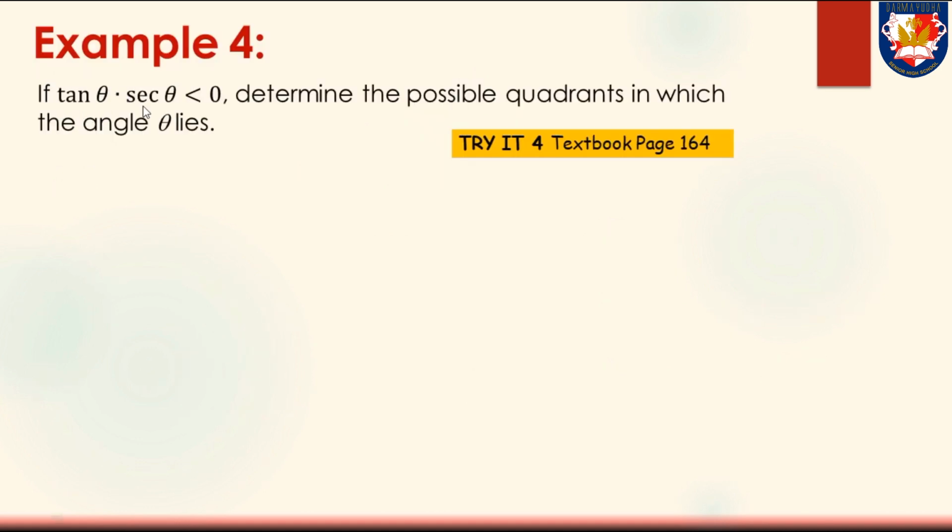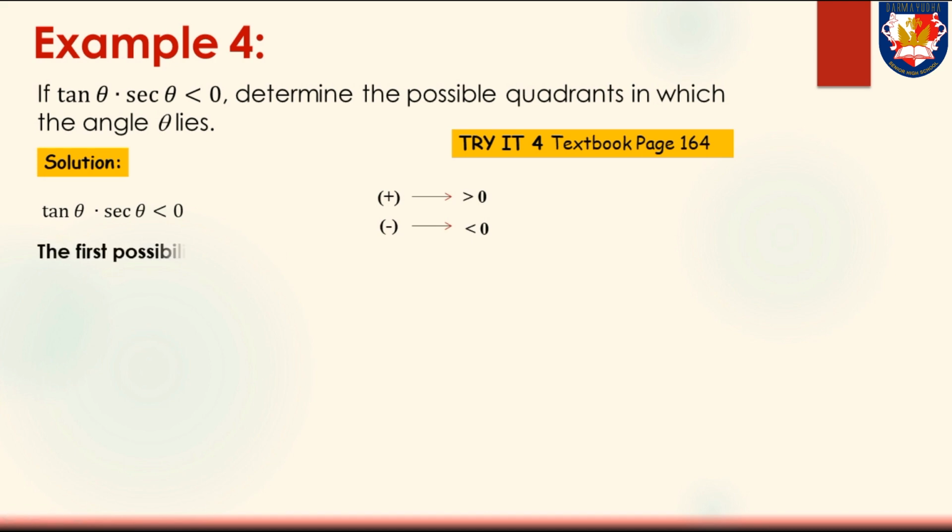If tangent theta times secant theta is less than 0, determine the possible quadrants in which the angle theta lies. Here is the solution. Firstly, be familiar with the signs: positive, which is larger than 0, and negative, which is less than 0. Tangent theta times secant theta is less than 0. So there are two possibilities.